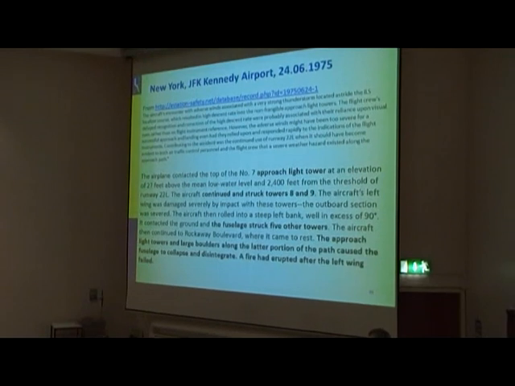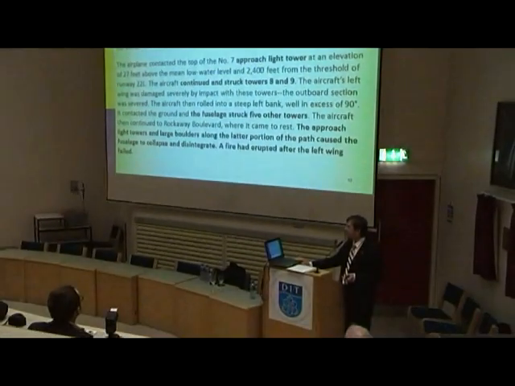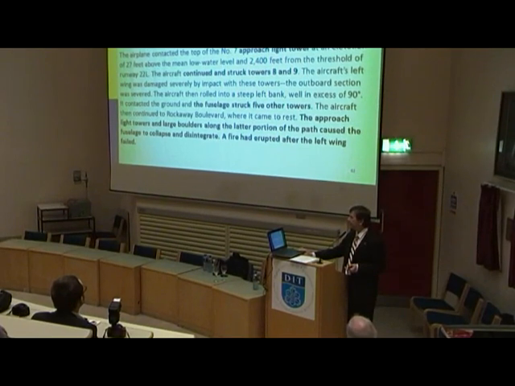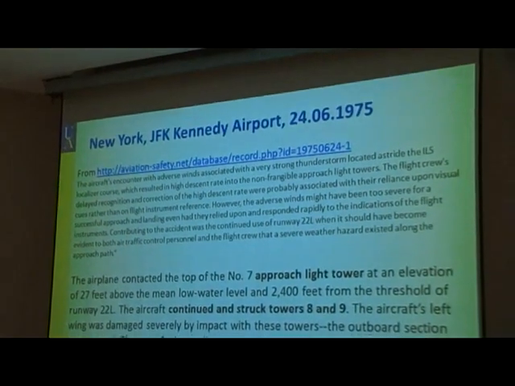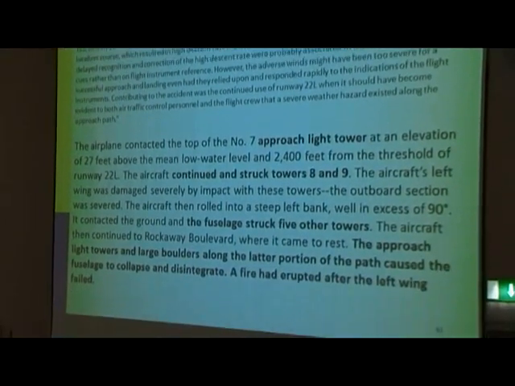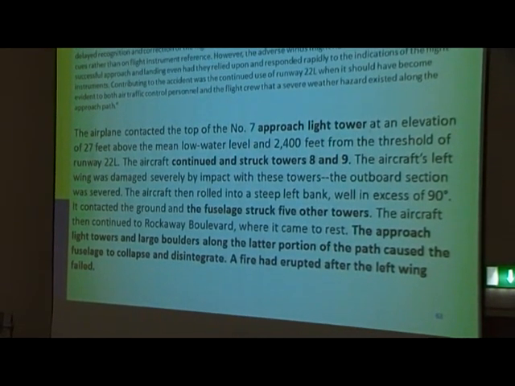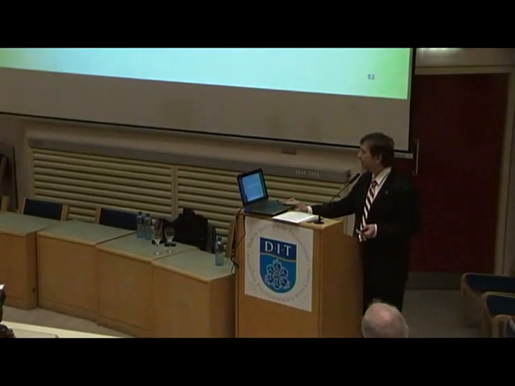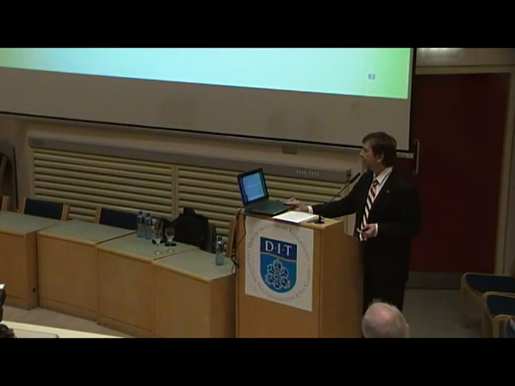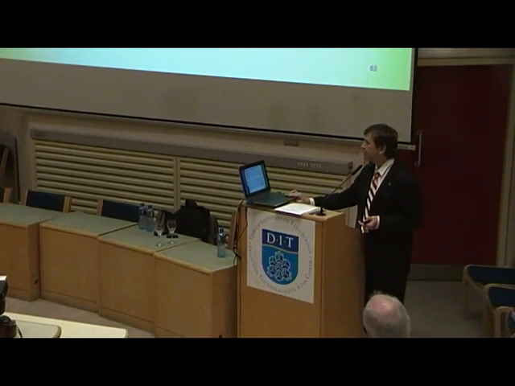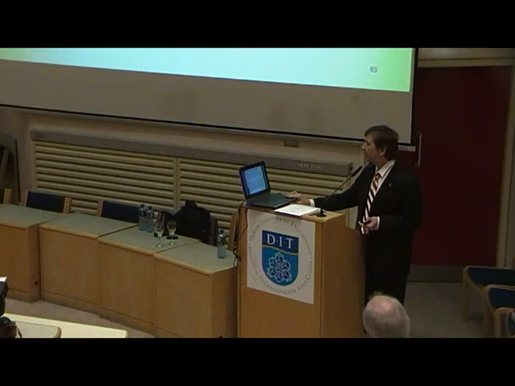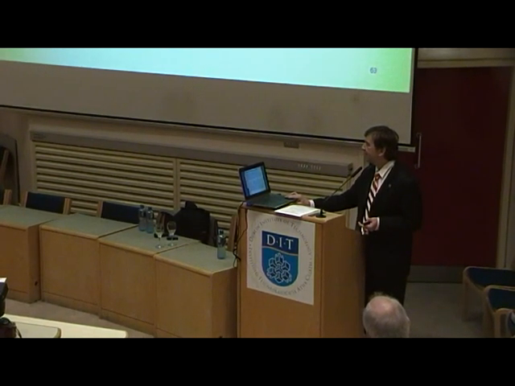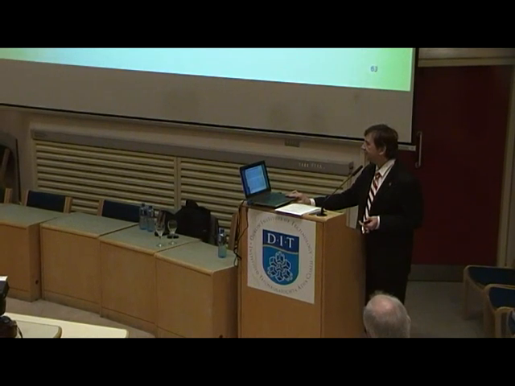This is one of the reports of the JFK crash, when a Boeing 727 hit the lighting towers in 1975. With the left wing, you can see that the airplane contacted the top of the number 7 approach light tower at the elevation of 27 feet above the mean low water level and 2,400 feet from the threshold of runway 22L. The aircraft continued and struck towers 8 and 9. The aircraft's left wing was damaged severely by impact with these towers. The outboard section was severed.